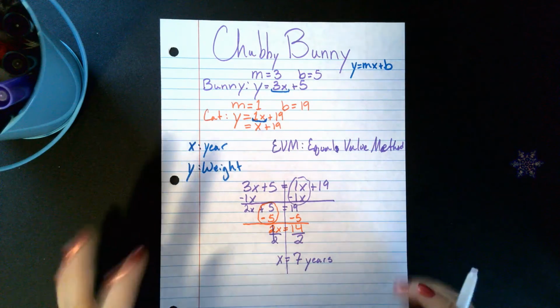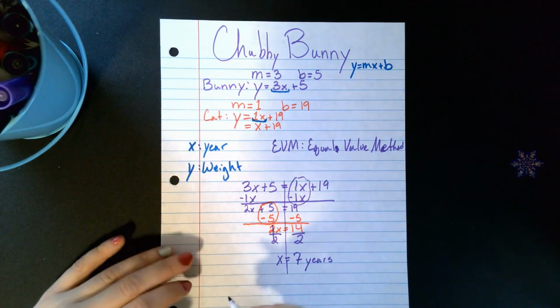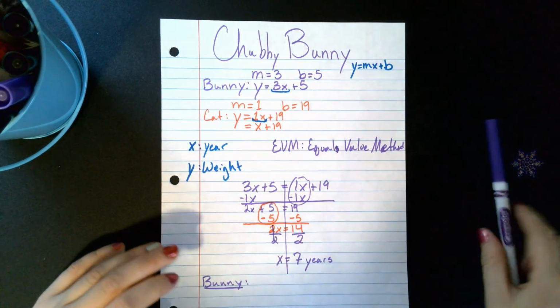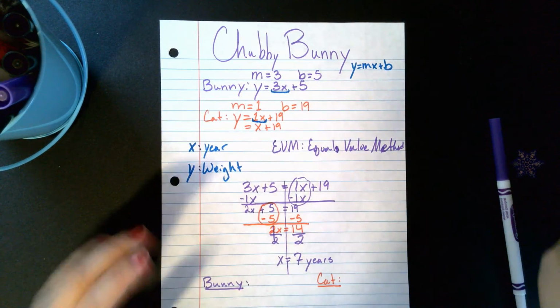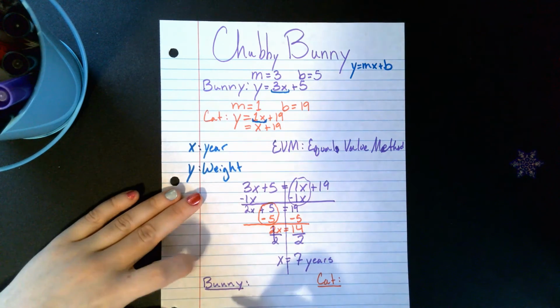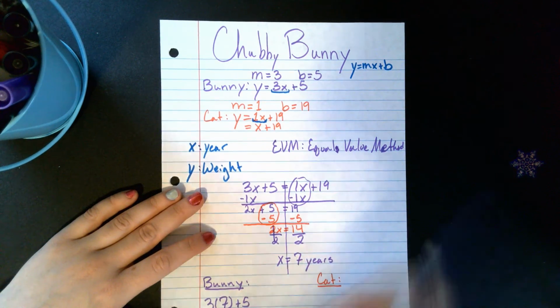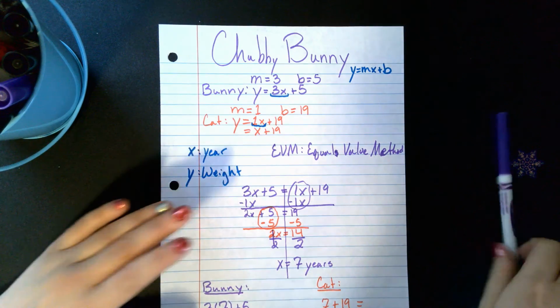Now, I don't know about you, but I'm curious to see how much the bunny and the cat will weigh, because I think they're going to be grossly overweight and in danger of some serious health problems. So let's find out. Again, I have never owned a cat nor a bunny, so please tell me if they are actually a perfectly normal weight, and they won't be dead. Okay, so the bunny had an equation of 3x plus 5. So we're going to replace x with 7 because I want to know in 7 years how much they will weigh. And in the cat's case, we're going to replace x with 7 as well, because I want to know how much the cat will weigh. They should weigh the same amount, if I've done this correctly.